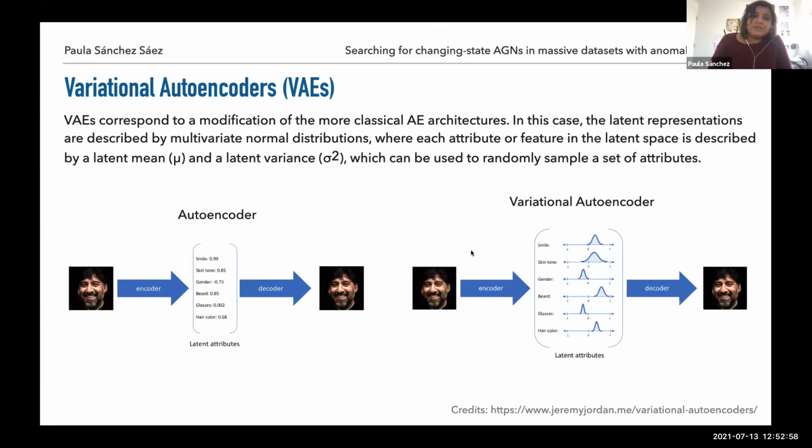But in this case, we are using a modification of the more classical autoencoders, where instead of using one single vector to represent the latent space, we use a probability distribution. And in this case, we are using multivariate normal distributions. And these are called variational autoencoders. So the main difference is that instead of having one single vector, we have probability distributions that are characterized by a mean and a variance.